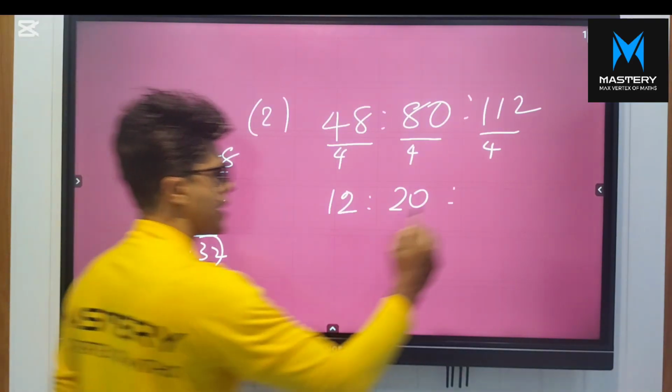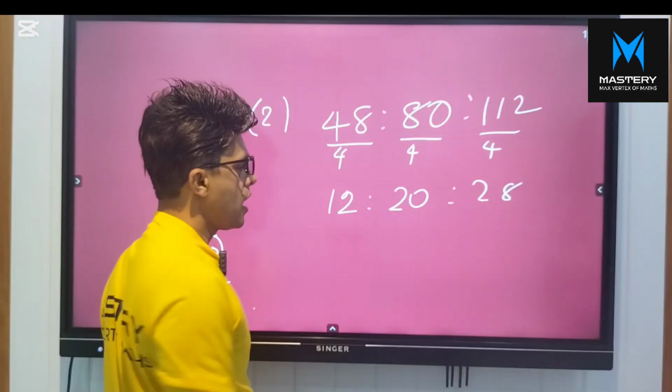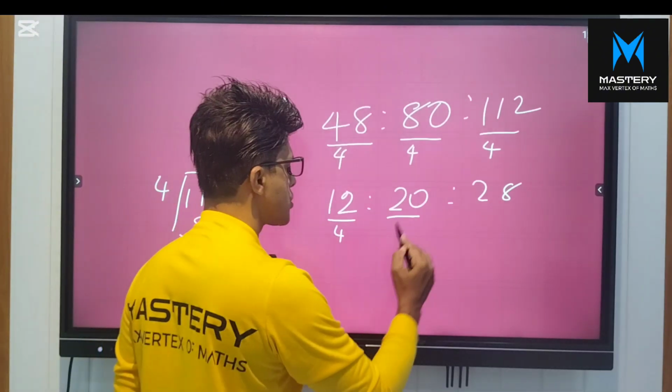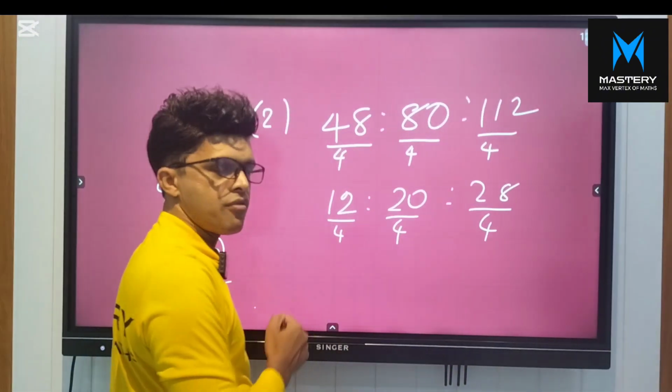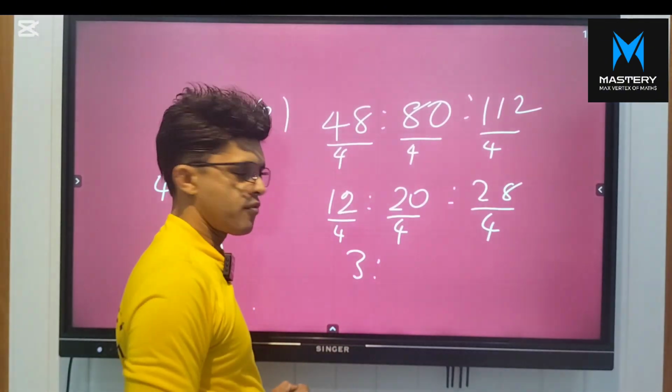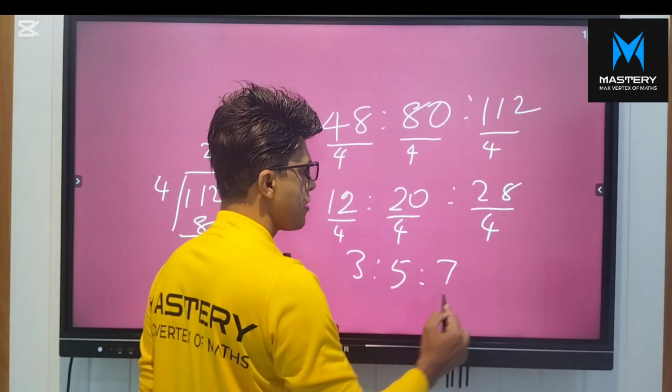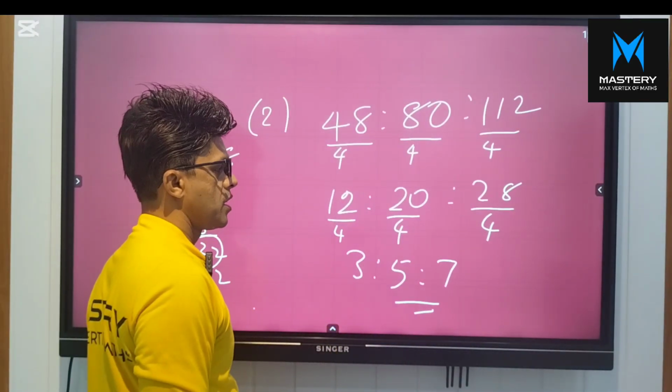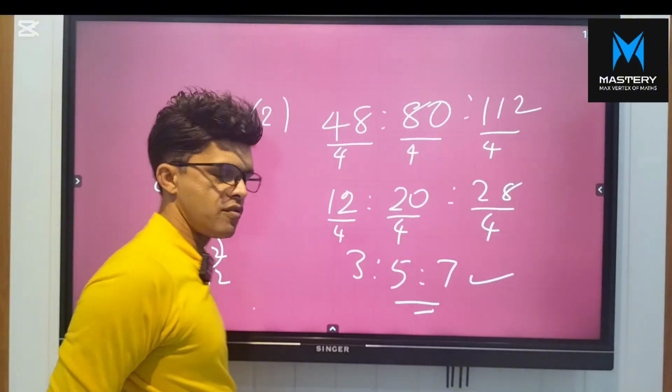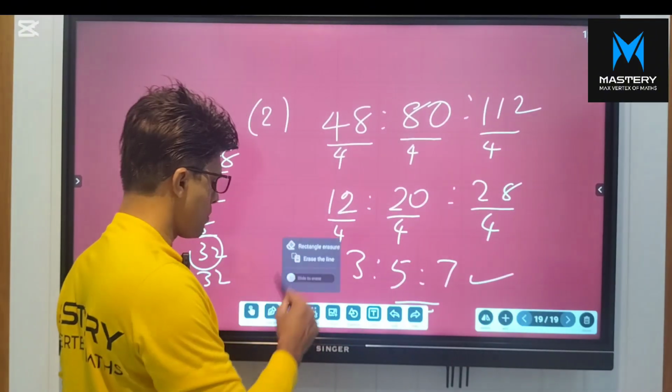Again, we are able to see that we are able to divide using 4. Then 12 upon 4 is 3, 20 upon 4 is 5, 28 upon 4 is 7. So the answer is this one. We've written this given value in the simplest form.